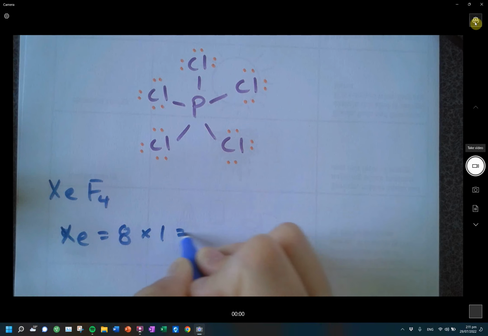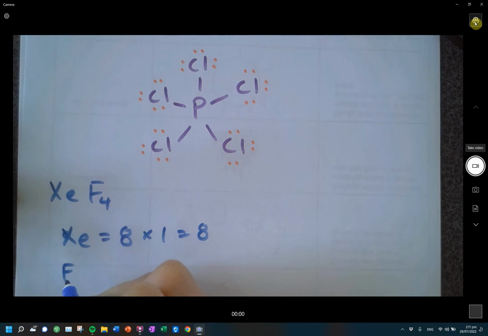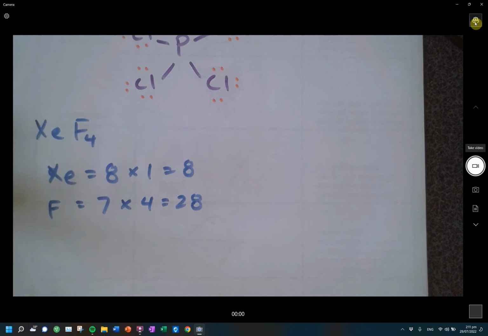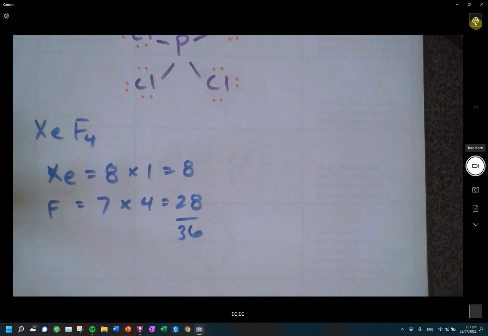There's only 1, so that gives me 8 to work with. Fluorine's in group 17, so that's 7 times 4, that's 28. Did I do that math right? Yeah. So 8 plus 28 is 36. So 36 electrons to work with.